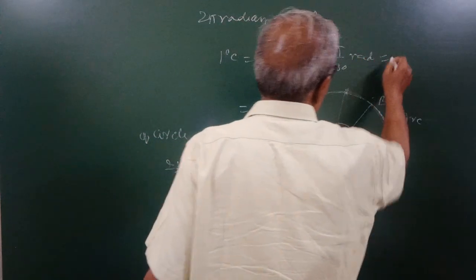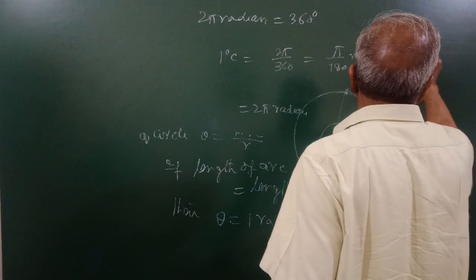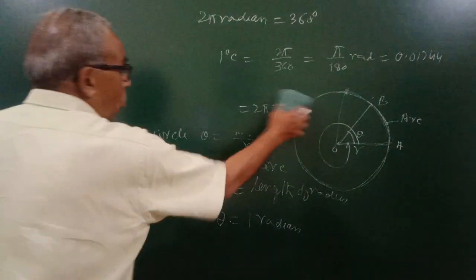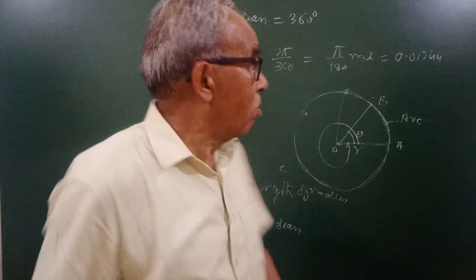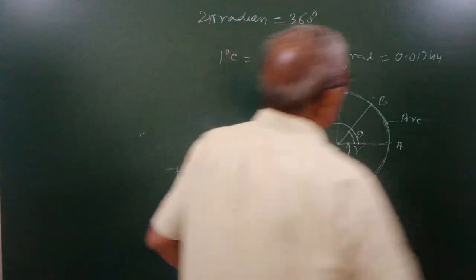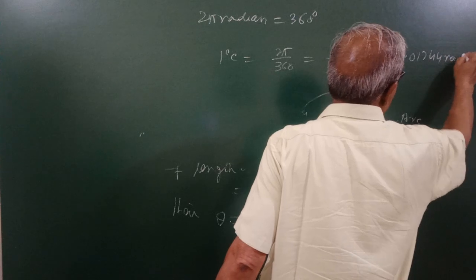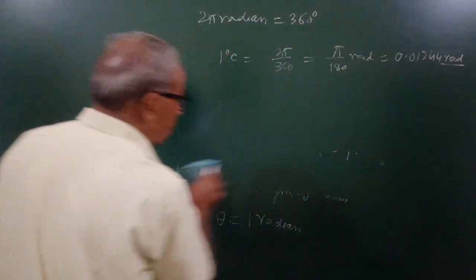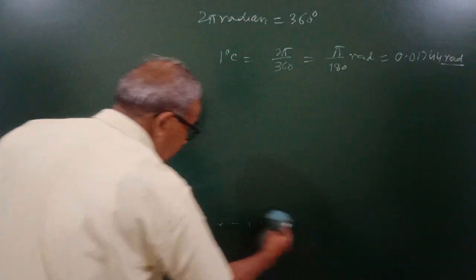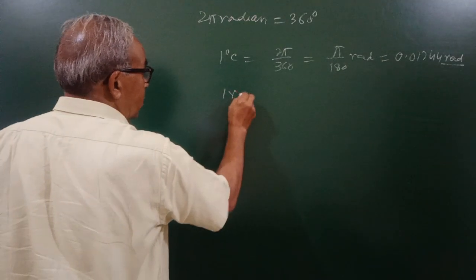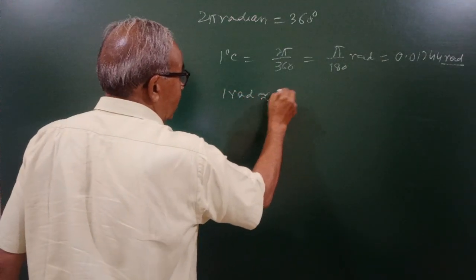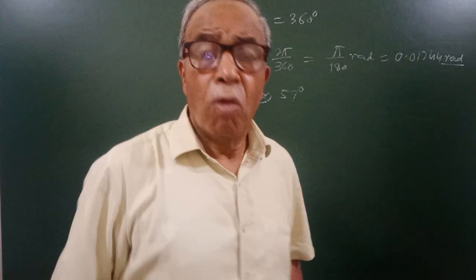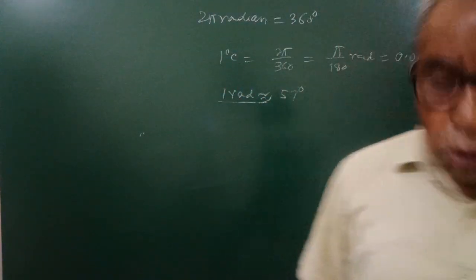If we divide it, we get 0.01744. This is very important to understand here. 1 degree is equal to 0.01744 radian. That is how much radian 1 degree is, but how much is 1 radian in degree? Nearly 57 degree. 1 radian is 57 degree. This is one thing which you should know.